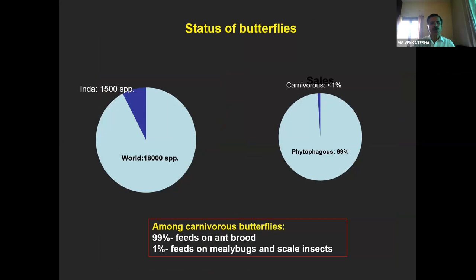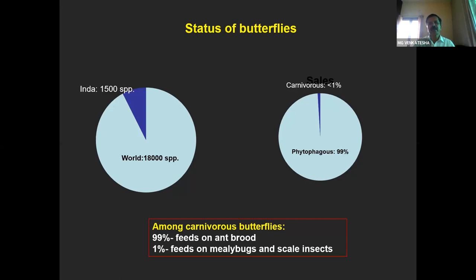So this is what I have told you. Of the world's 18,000 species of butterflies, in India we have 1,500 species, out of which 99% are phytophagous and less than 1% are carnivorous. Even in this 1%, 99% feed on ant brood and are not economically important. But the mealybug predator that feeds on mealybugs and scale insects is economically very, very important.